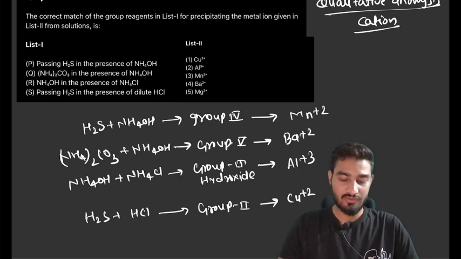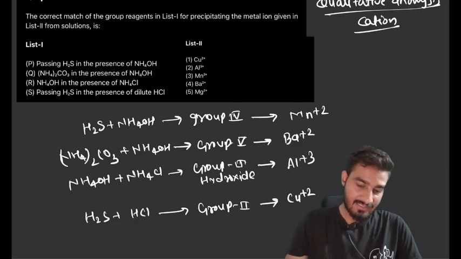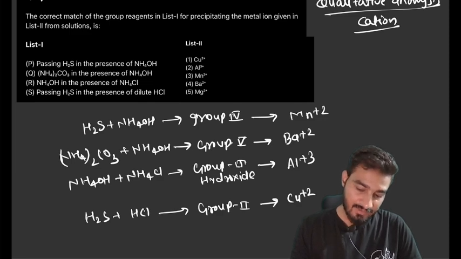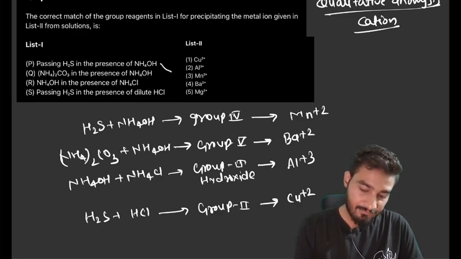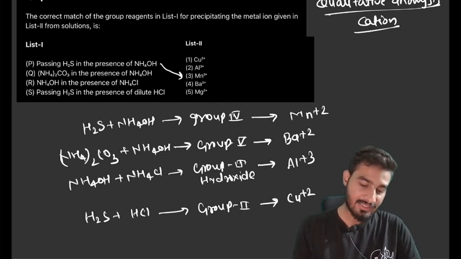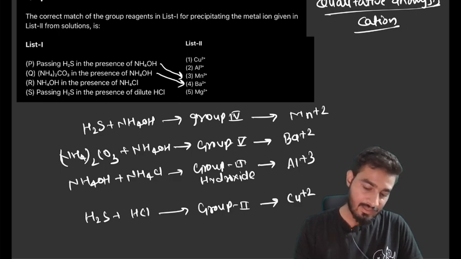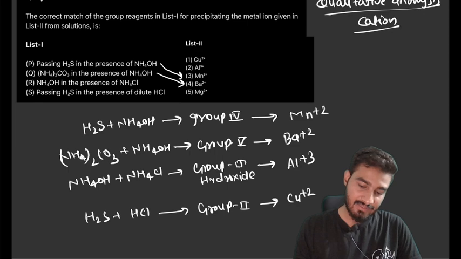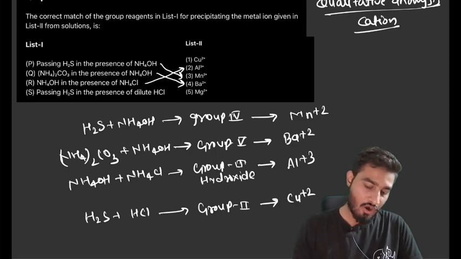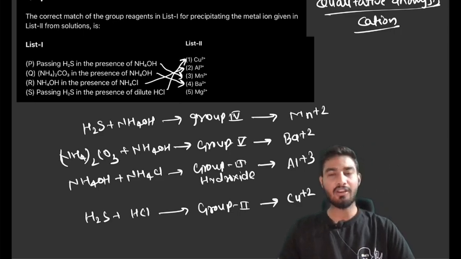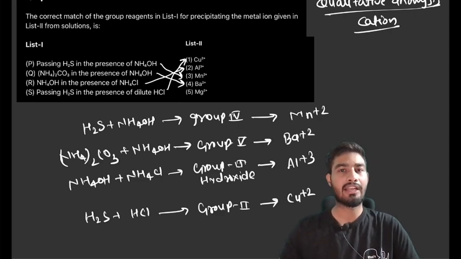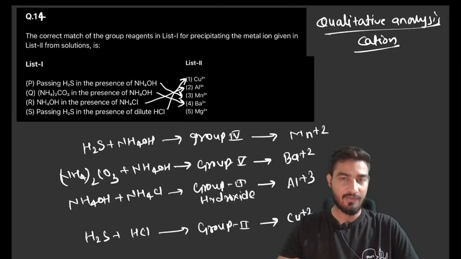That is why we are able to do this question. P will correctly match with 3, Q will correctly match with 4 (Ba+2), R will correctly match with 2, and S will correctly match with 1 (Cu+2). I have not marked the options here, otherwise we can choose accordingly, no problem. So this is our question number 14.